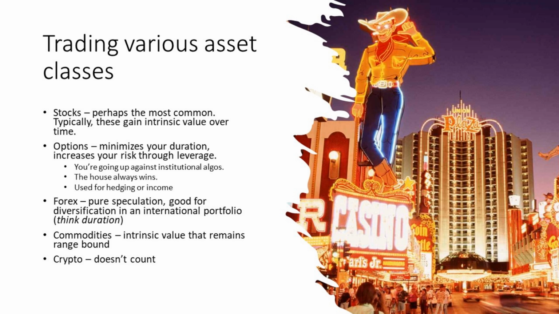Now, you can trade various asset classes, stocks being the most common. These typically gain intrinsic value over time, so trading on the long side would clearly be more beneficial in the long run. You've got options. These minimize your duration. They increase your risk through leverage. And as I recall, brokerage firms require margin accounts, at least the ones I've used, to trade options. I would highly recommend that you don't get involved with this stuff. You're going up against institutional algos on the other side of the trade, and the house is always going to win.